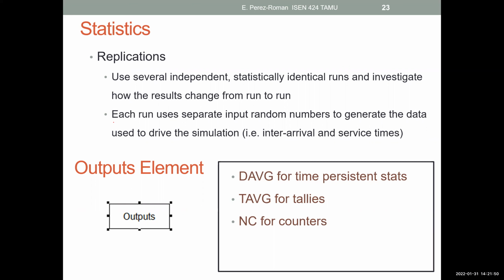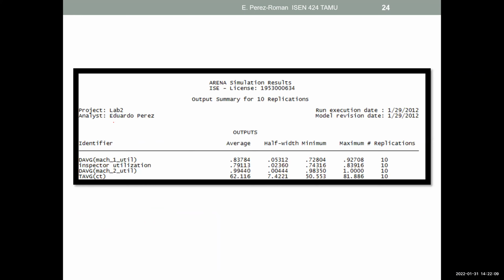So we're going to use the output element to define the statistics and the performance measurements that we want to collect from our system. And that's going to generate an output report which summarizes the values of the performance measures for all replications. So this is an example of when we are looking at, for example, in this report, we have an output summary for 10 replications. So this is for 10 experiments.